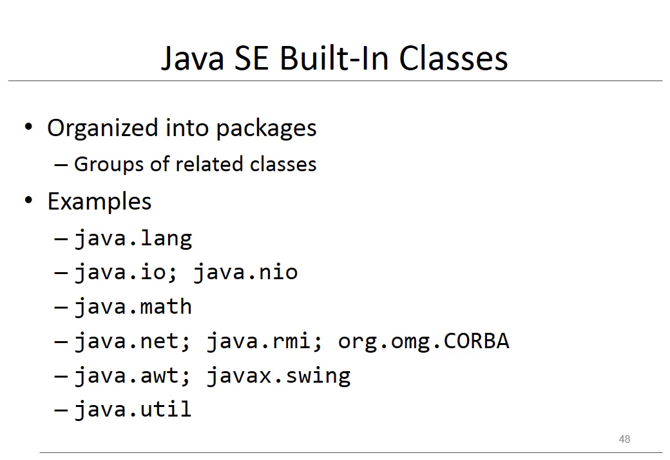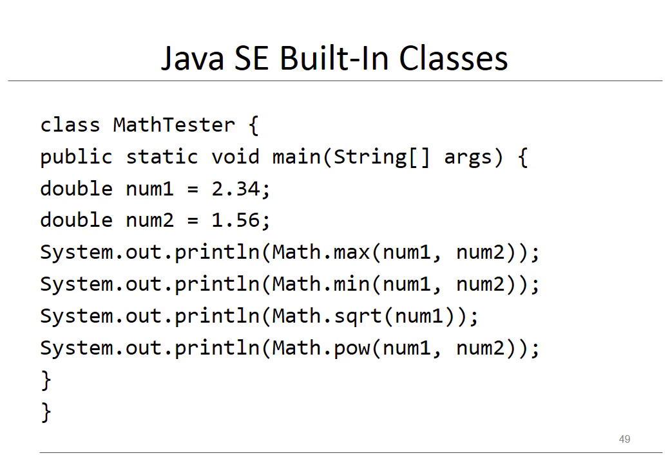The java.util package contains a large number of classes to deal with various data structures. Let's give some examples. Here you can see an example of using the Math class from the java.lang package. Remember, this package does not need to be explicitly imported. Our main method defines two double variables and then uses the max, min, sqrt, and pow methods of the Math class to perform some mathematical calculations.